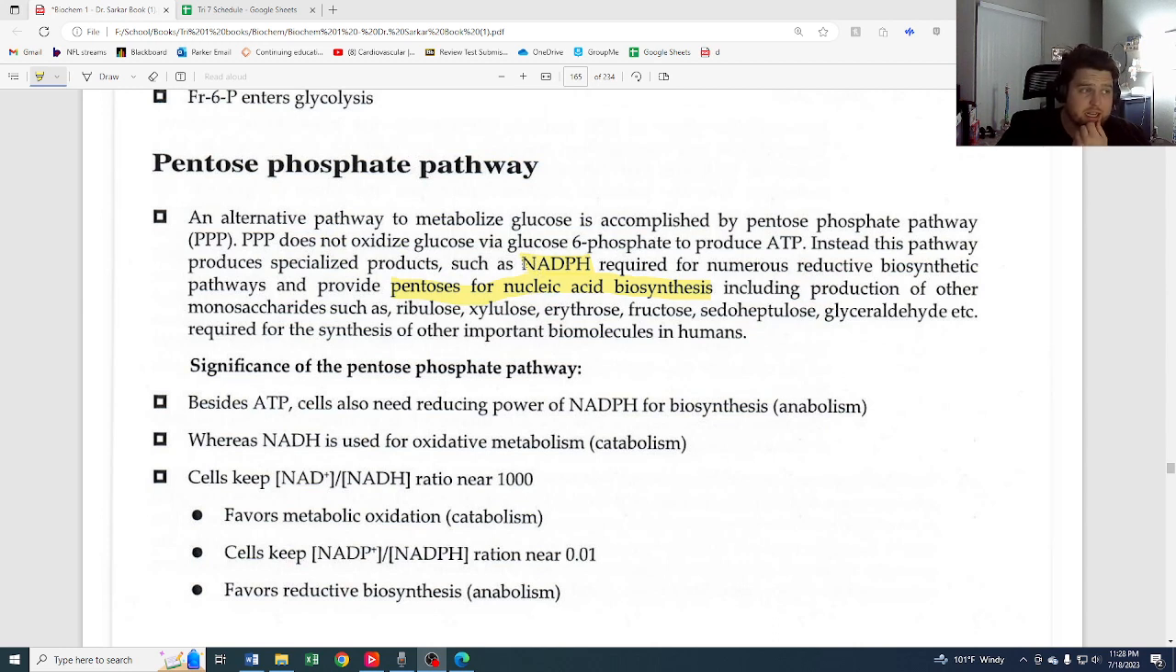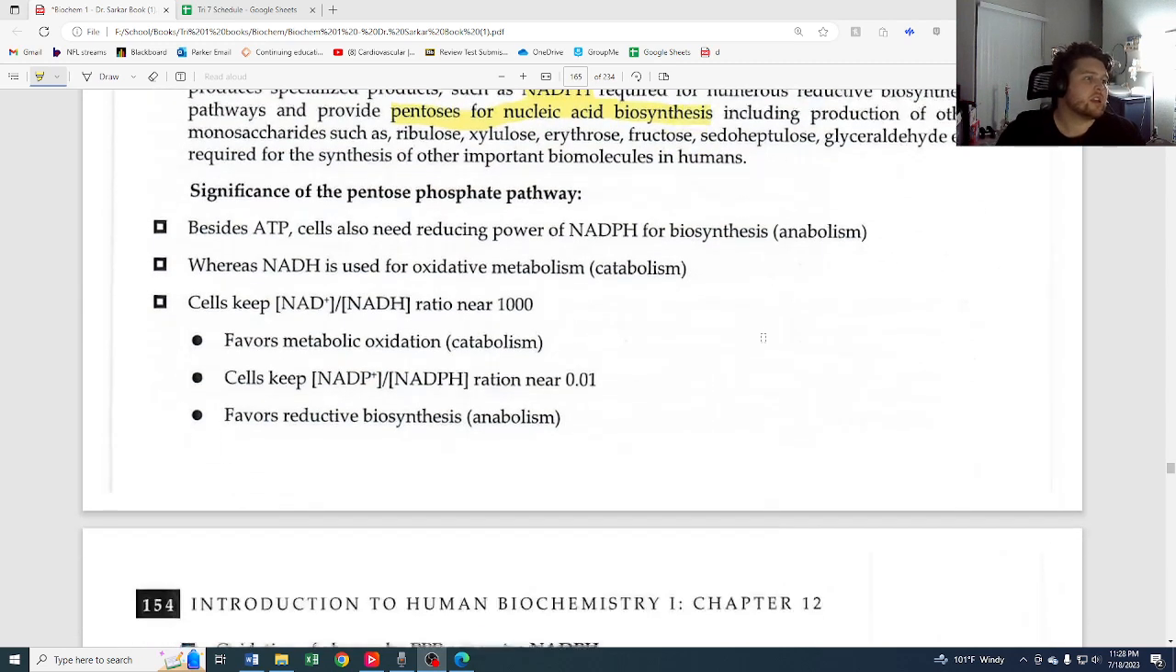NADPH looks very similar to NADH, and is required for numerous reductive biosynthetic pathways. The pathway also provides pentoses for nucleic acid biosynthesis, including the production of other monosaccharides, which are required for the synthesis of other important biomolecules in humans. So that is the significance of the pentose phosphate pathway. Besides ATP, these cells also need reducing power of NADPH for biosynthesis, or anabolism.